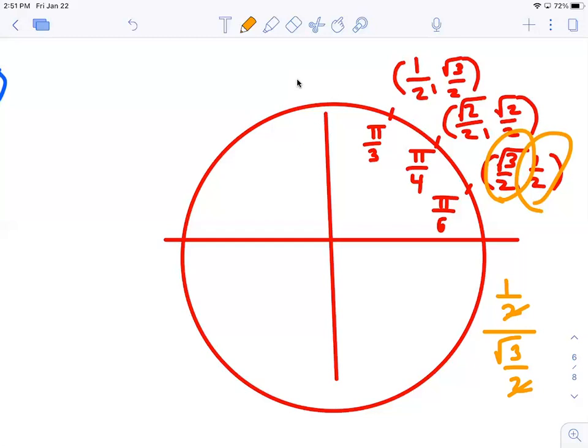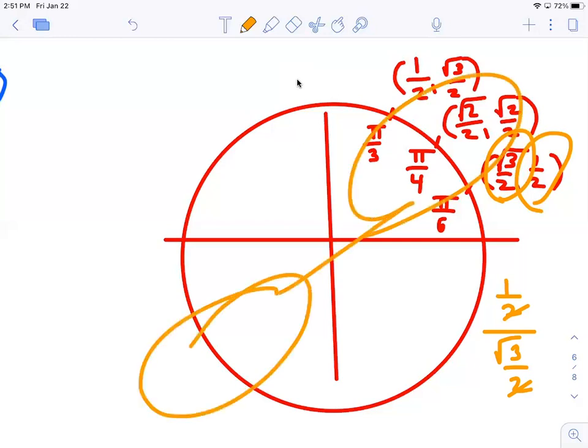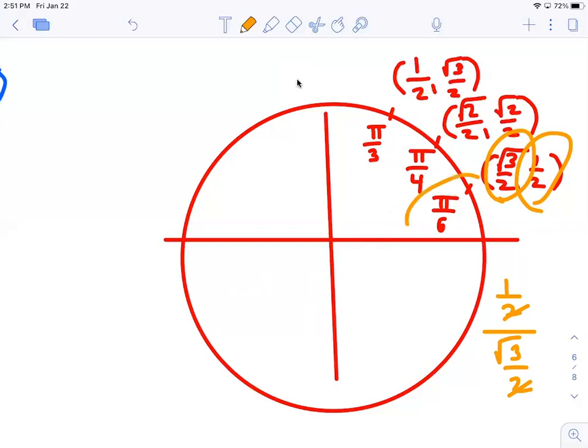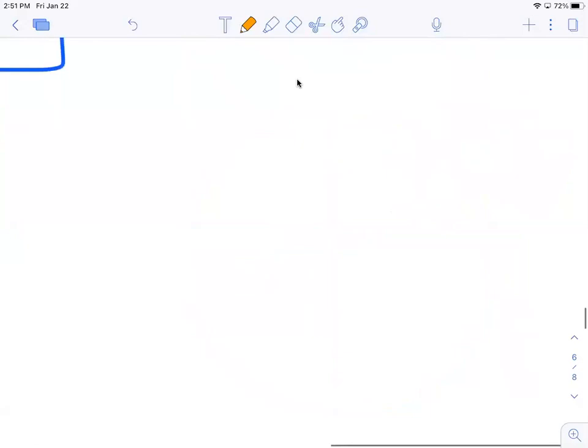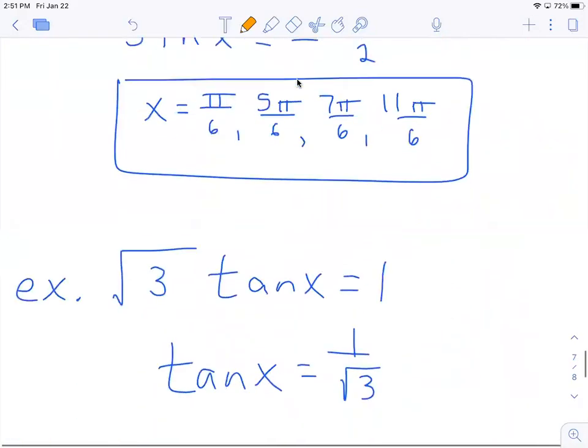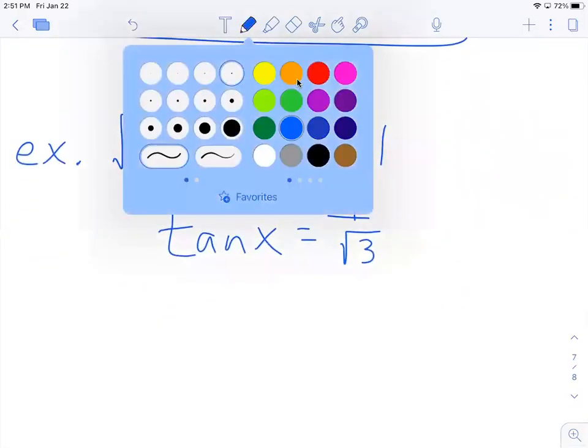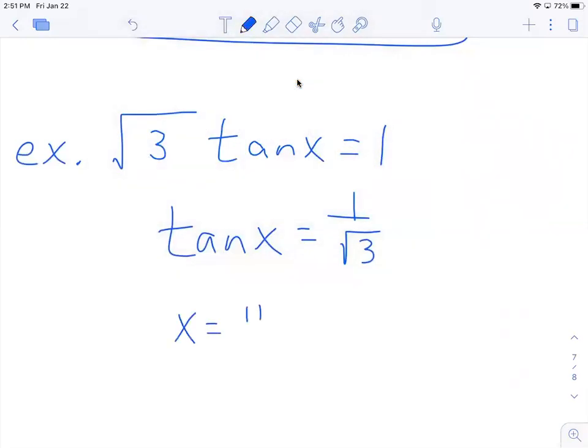But there's another place. Because remember, tangent is positive in the first quadrant and in the third quadrant. So pi over 6 is my reference angle. Its comrade over here in the third quadrant is 7 pi over 6. And so my solutions are pi over 6 and 7 pi over 6. So x equals pi over 6 and 7 pi over 6.